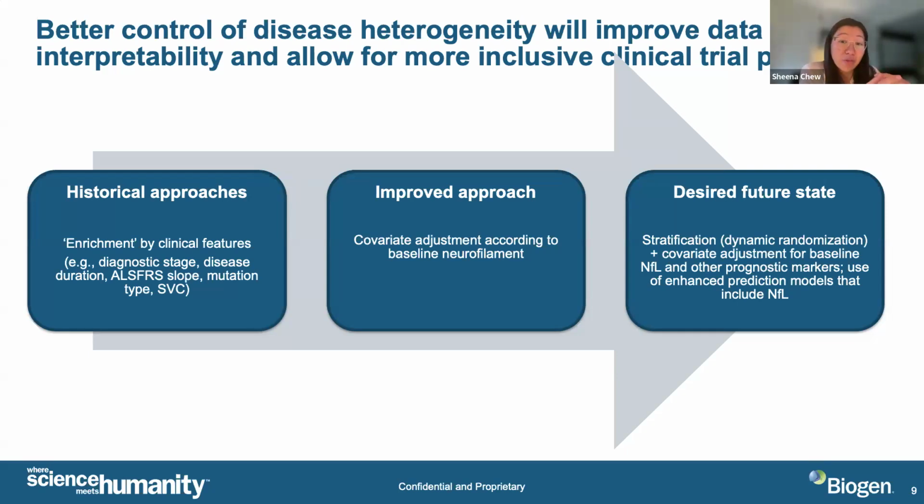Moving forward, in a future state, we would love to see clinical trials where patients are stratified via dynamic randomization using baseline neurofilament, as well as using baseline neurofilament as a covariate along with other prognostic markers for the analyses. In addition, prediction models are actively being evaluated to see if neurofilament can further improve their prognostic strength.